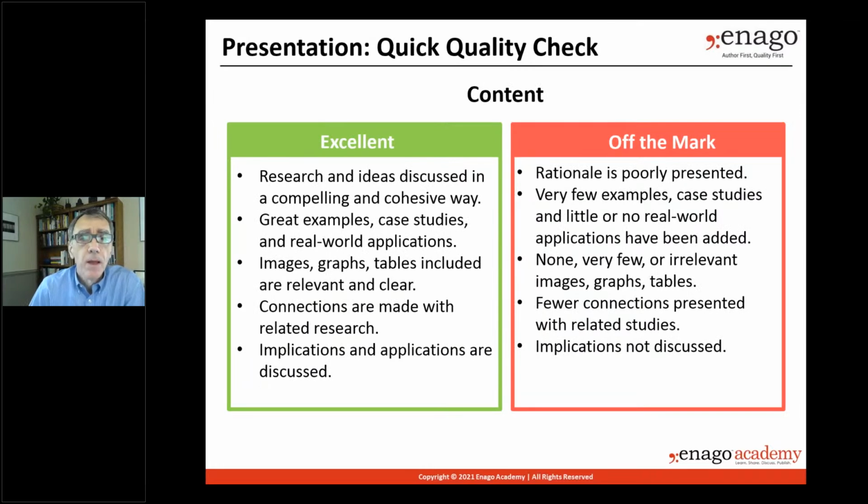Now, in terms of the content, you want your research and ideas discussed in a compelling and cohesive way. You want to give examples, case studies, some real world applications. It's answering the "why does this matter" question clearly. Why should people be interested in this? The implications and the applications are discussed. It's finding the right mix of good content, interesting presentation, good communicative graphics and text, structured nicely so that people can follow what you're saying.